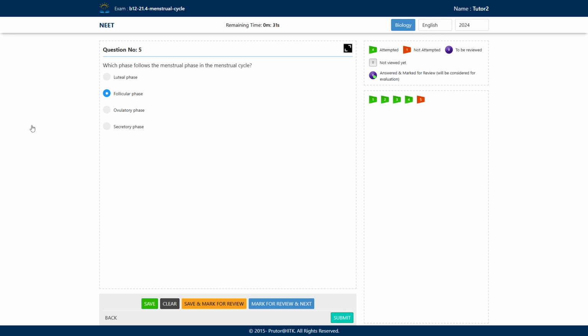Then after the follicular phase, there is an ovulatory phase in which the Graafian follicle ruptures. There is a release of the secondary oocyte or the ovum. And then the last phase is the secretory phase, also known as the luteal phase, in which the corpus luteum is formed, and the corpus luteum acts as a temporary endocrine gland secreting a hormone known as progesterone, which is important for maintaining the endometrium thickness. If there is no fertilization, the corpus luteum degenerates and the progesterone level decreases, and the menstrual cycle starts again as the endometrium becomes thin.